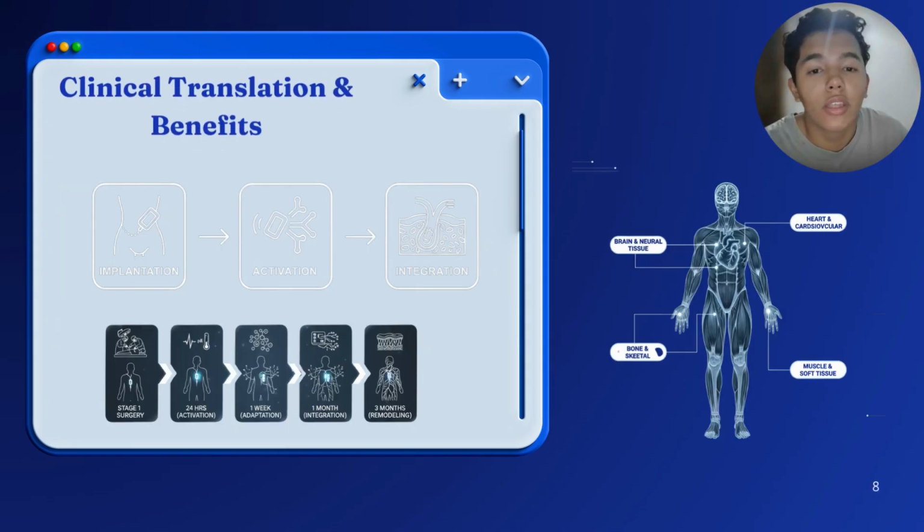The clinical translation of 4D tissue engineering follows three critical stages. During implantation, compressed constructs enable minimally invasive procedures, reducing patient trauma and surgical complexity. The activation phase occurs in vivo, where scaffolds respond to body temperature, pH, or other physiological triggers to achieve optimal shape and function. Finally, the integration phase provides long-term benefits through dynamic remodeling that matches the natural tissue healing process. This technology represents a paradigm shift toward truly adaptive medicine in implants.